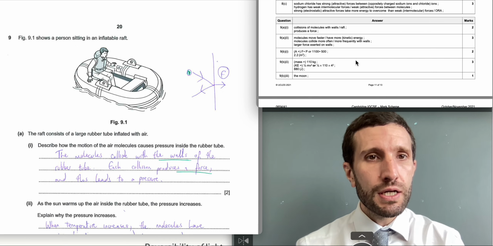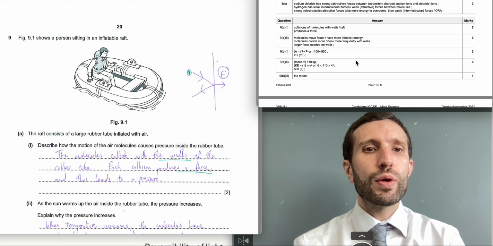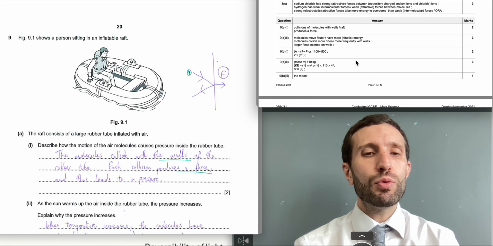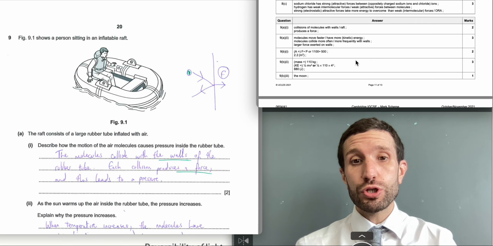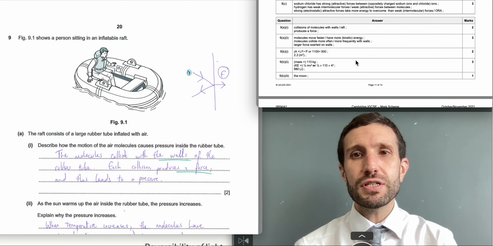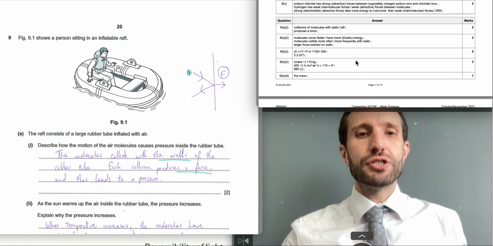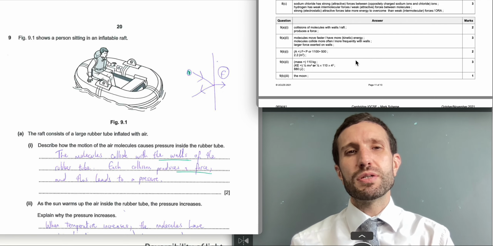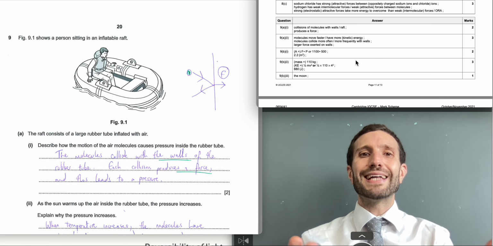Okay, let's get started. We've got a raft, and it is filled with air, and we're being asked to describe how the motion of the air molecules cause pressure. Now, this is one of the standard questions in a question about thermal physics, just about how we get a pressure.